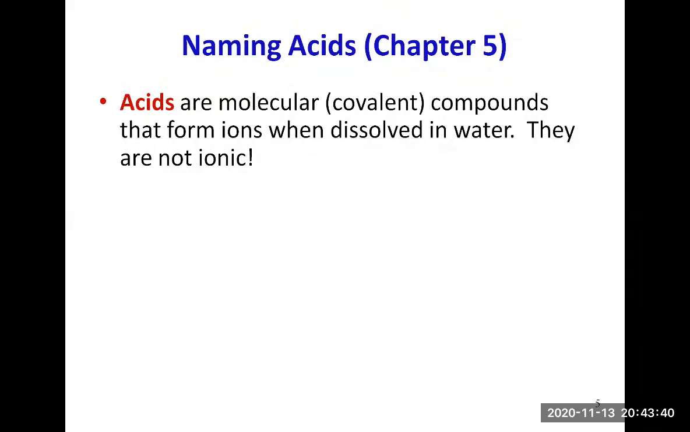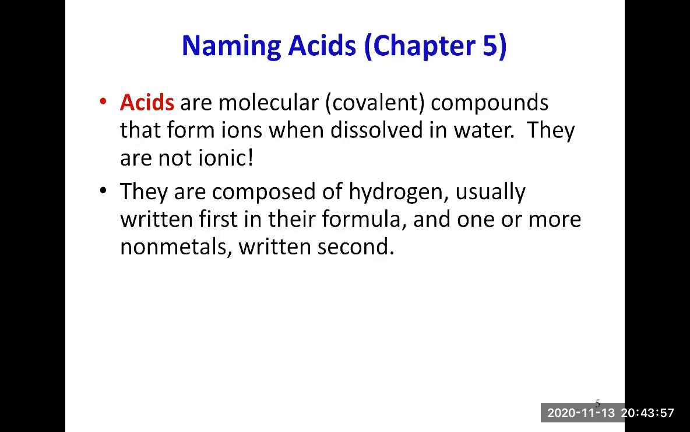So acids are molecular, which means also covalent compounds, right? They are made of nonmetals only. But they form ions when they are dissolved in water. Even though they are not ionic, they will behave as if they were ionic. So they are composed of hydrogen, usually written first in their formula, and then one or more nonmetals, written second.